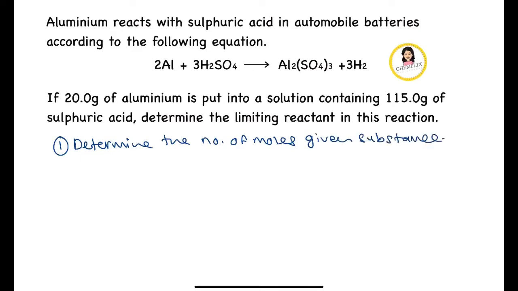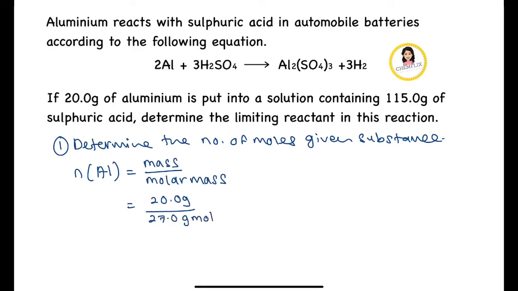Here, as you can see, there are two substances given, which is the aluminium and also the sulfuric acid. So, let's calculate the number of moles of these two. Firstly, number of moles of aluminium. Since mass is given, I'll be using the formula mass divided by molar mass to determine the number of moles of aluminium, which would be 20 grams divided by 27 gram per mole. And the answer would be 0.741 mole.